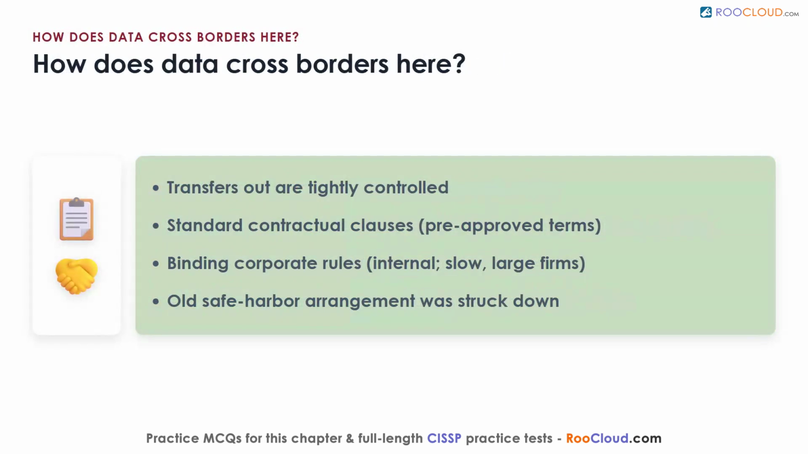How does data move across borders under that regime? Only through approved channels, because sending personal data out of the region is tightly controlled. A company can adopt standard contractual clauses, which are pre-approved terms it drops into its contracts, or it can build binding corporate rules, an internal rulebook for transfers between its own units, though that path is slow and mostly used by very large firms. An older safe harbour arrangement between the two regions was struck down by a court, so companies can no longer lean on it. Picture a border crossing that only opens for travellers carrying one of a few specific pre-stamped passports.